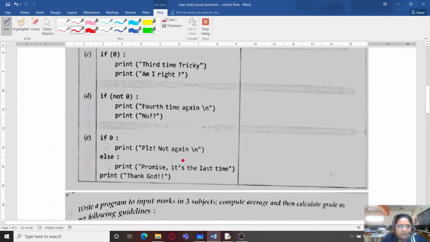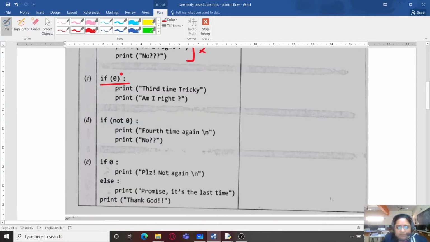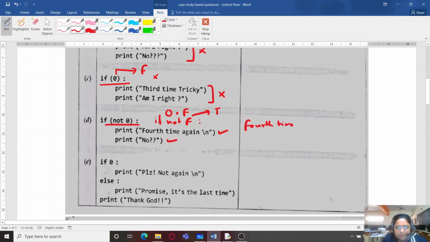Coming to the next one, if 0. So if 0, although it is provided within a bracket, that's only for confusing us. 0 is considered as false. So the condition is false here. Both these statements won't be executed. If not 0. Now 0 is false. So if not false will be evaluating to true. So in that case, these two statements will be executed. So fourth time again.